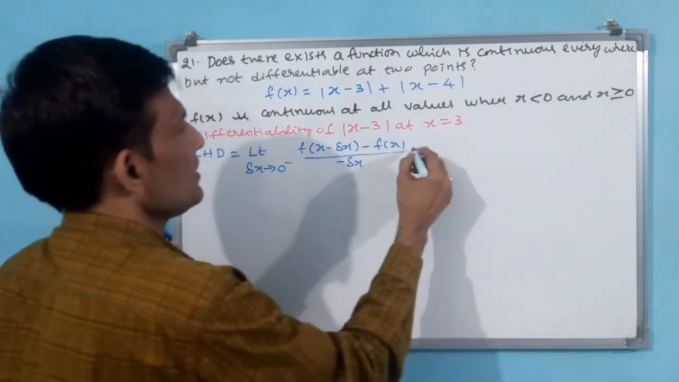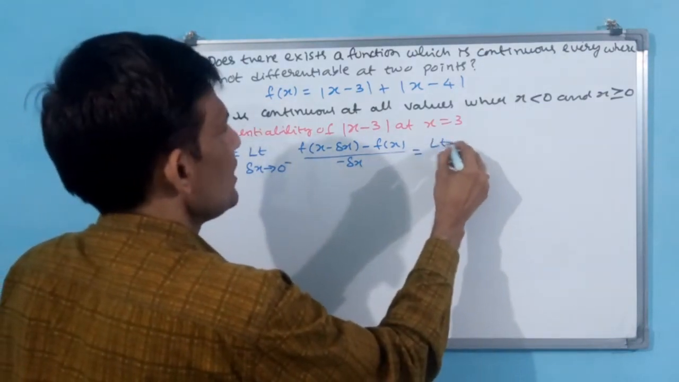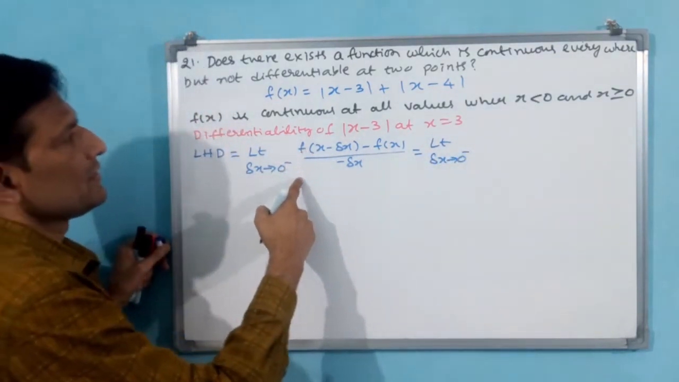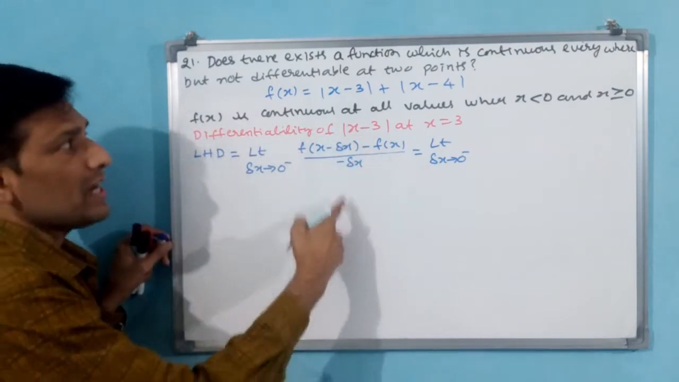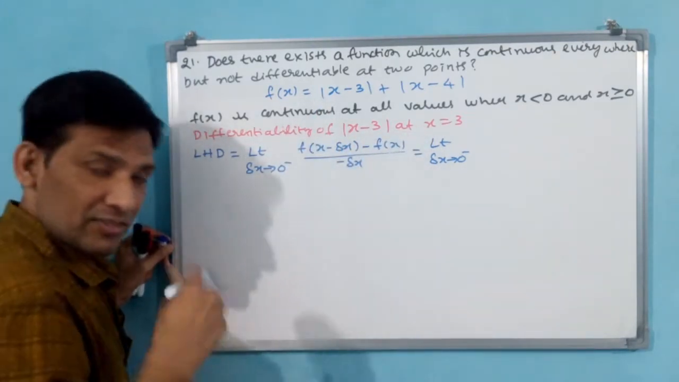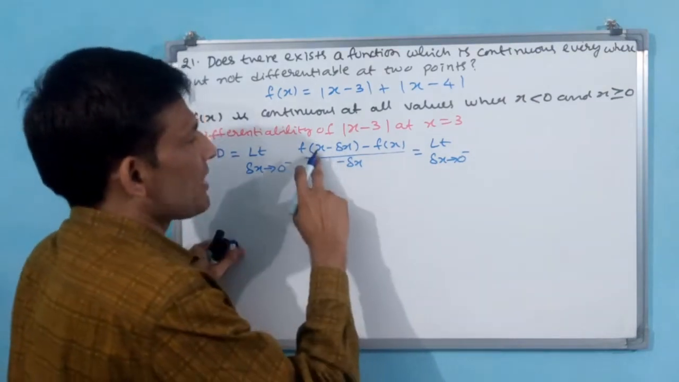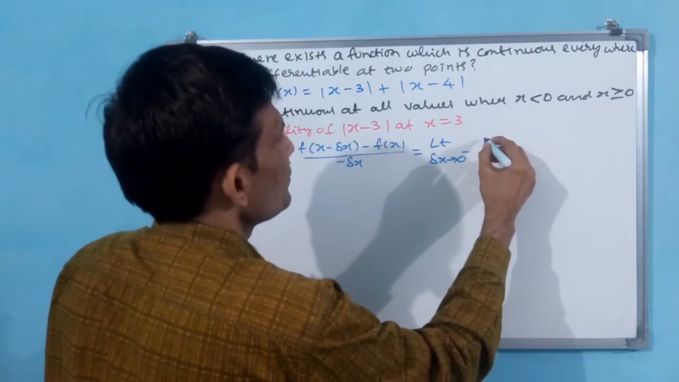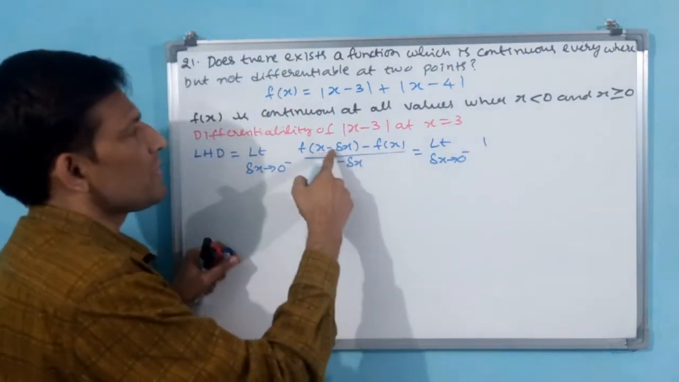Okay. See, limit delta x tends to 0 minus. Now you write the function. First you write the formula, then you write the function, then you substitute at x is equal to 3 means 3. This is the procedure. Okay, now see, formula over, then I am substituting the function first. Function. You see, wherever x is there, x minus delta x you have written.